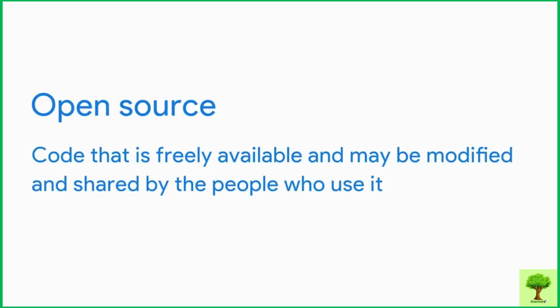Another awesome thing about R is that it's open source. Open source means that the code's freely available and may be modified and shared by the people who use it. Let's pause for a moment and unpack how amazing this is. First, anyone can use R for free. Second, anyone can modify the code, fix bugs, and improve it. In fact, over the years, lots of excellent programmers have made improvements and fixes to the R code.